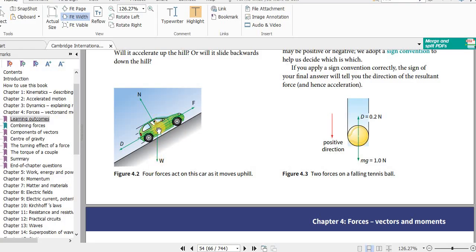Then this is the weight force. The weight force is always acting from the center of gravity of the object and is pointing towards the center of the body which is exerting that gravitational force. Now in this case it is the earth, it is pointing towards the center of the earth. The weight is also called the gravitational force. So this we can say is the weight of the car or the gravitational force exerted by the earth on the car. Four forces act on this car as it moves uphill.